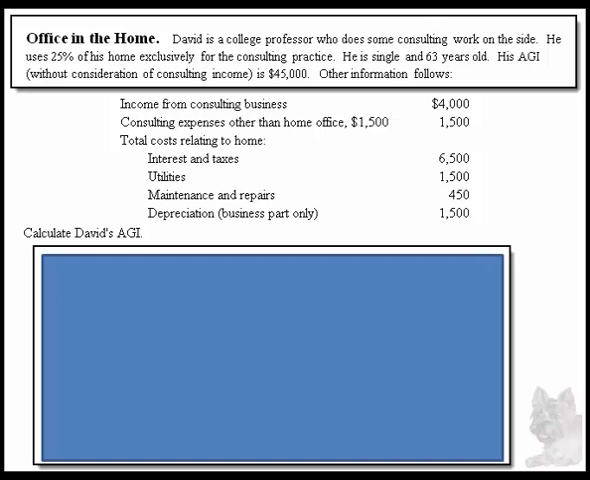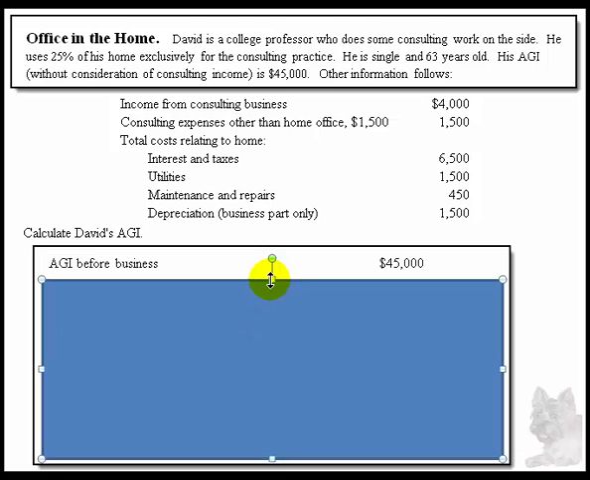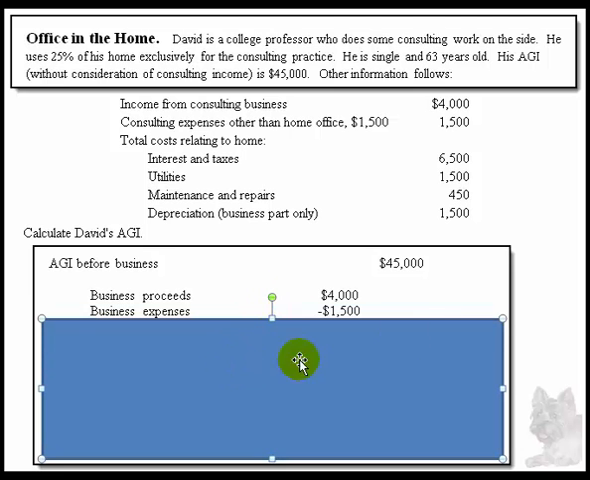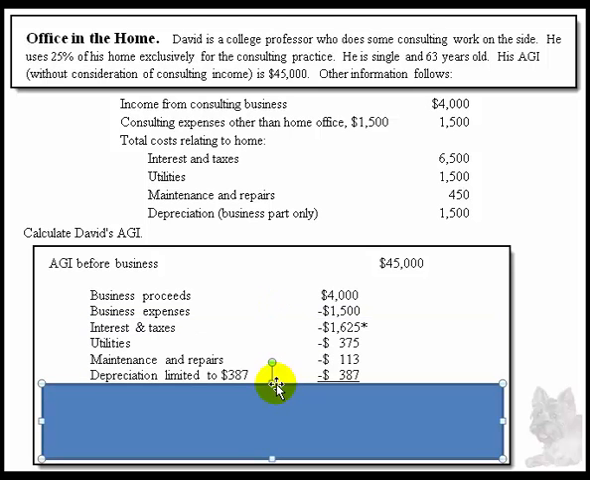Okay, so let's calculate David's AGI. I think what I'll do is just shrink this as we go. All right, so we start off and we say his AGI before his business is $45,000. Then we're going to add in his business proceeds, right, $4,500, and subtract out his business expenses, $1,500, and then we have to consider all those indirect items.